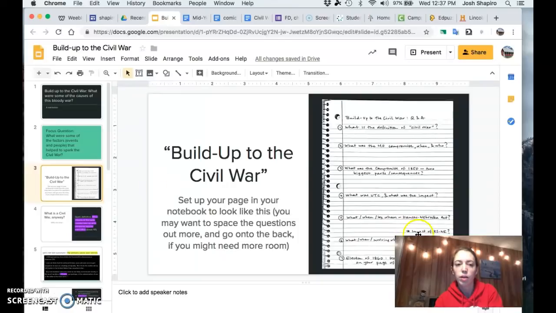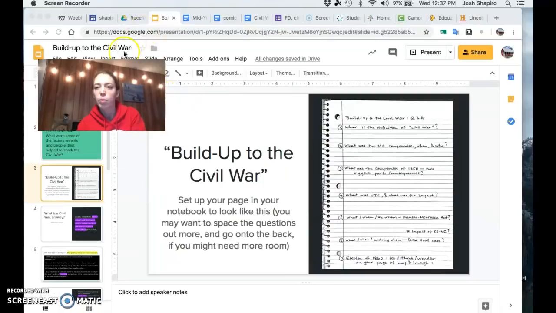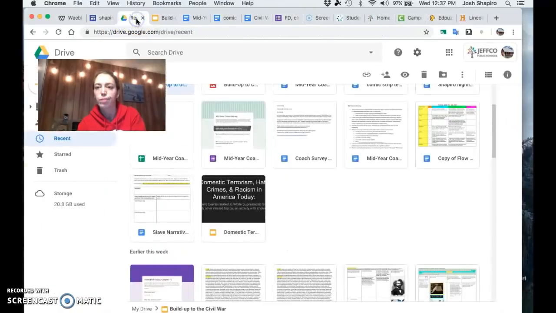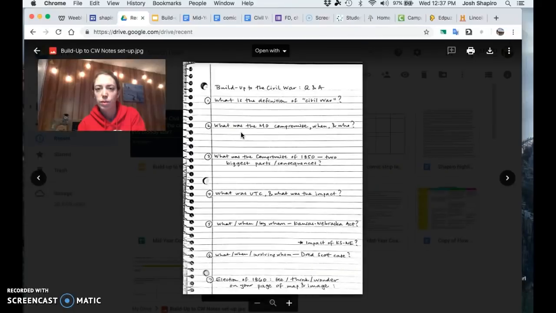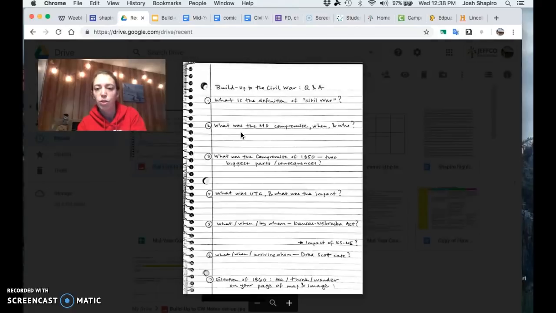And so this is how you're going to set up your page. In fact, I think I'm going to pull up the actual image so that you're able to see it a little better. So here's the page that you need to set up in your notebook. You may want to pause the video so you can get this down. There are 7 questions that you're going to answer as you move throughout the video. You may want to separate it out so that you have 4 on the front of your page and 3 on the back. I just wanted to put them all on one page for you so they're easy to see.